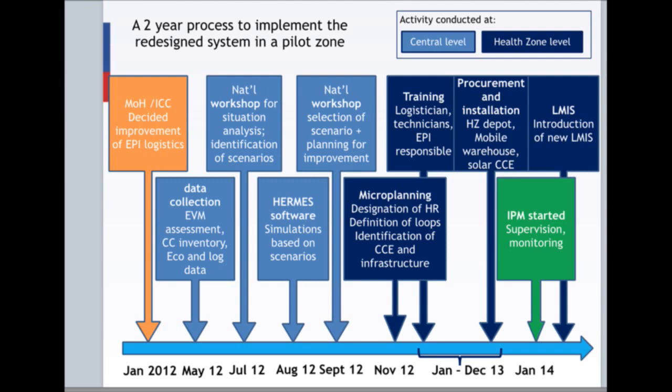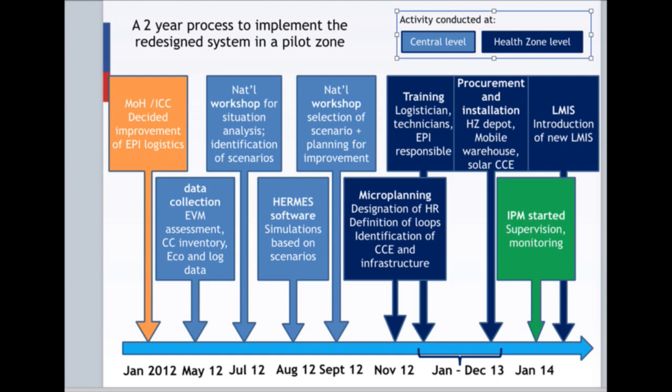So this part is to show you the work that has been done at the district level. Another in-depth analysis to make sure that everything will be set up at the district level, with the designation of human resource groups and the identification of the cold chain equipment structures to be replaced. The system started in January 2014, and there was an evaluation conducted by UNICEF after 8 months.